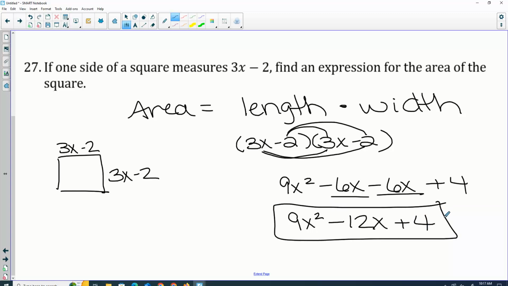So you have to know 2 things. You have to know what area is, length times width. You're just multiplying them. And then you have to be able to multiply it out. Alright, so everybody have the correct answer on their paper before we move on to the next one.